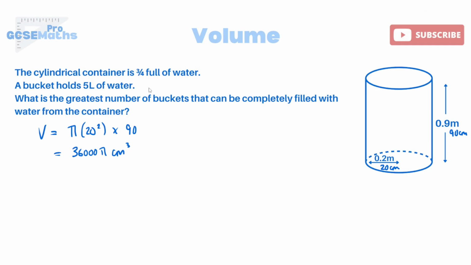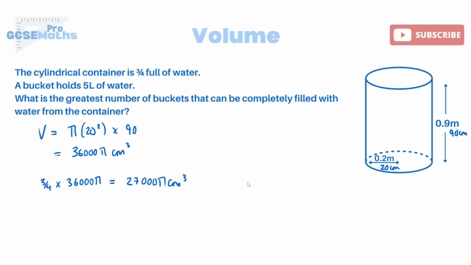Now they have then said it's only 3/4 full. So 3/4 times by 36,000 pi. You can work that out yourself. Just 3/4 of the 36,000 is 27,000 pi. Okay, so that's how much water we have in the cylinder, in the container. And then now we're looking at the bucket.